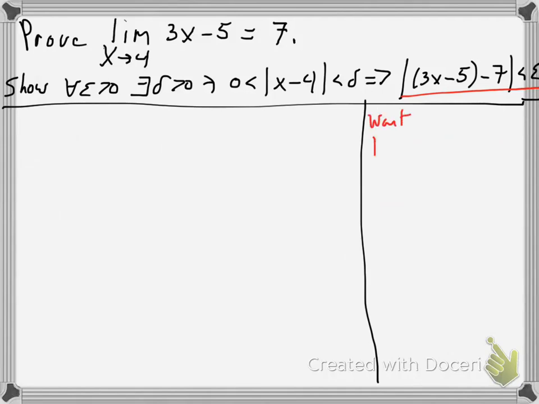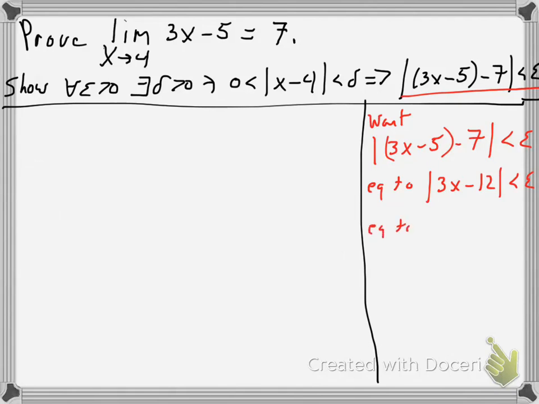So what we want is the absolute value of 3x minus 5 minus 7 to be small. This is equivalent to absolute value of 3x minus 12 less than epsilon, so we went ahead and dropped the parentheses and combined like terms. We're going to factor 3 out, and we almost got what we want. We want to talk about x minus 4 in absolute value. So we're going to divide both sides by 3. We have absolute value of x minus 4 is less than epsilon over 3.